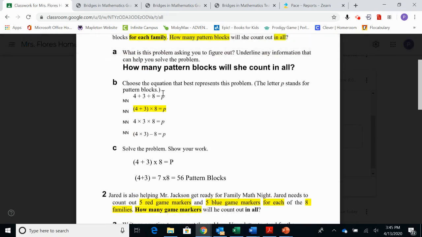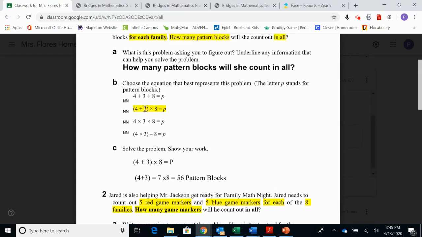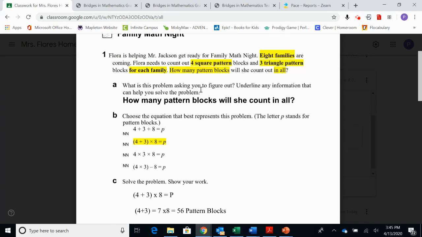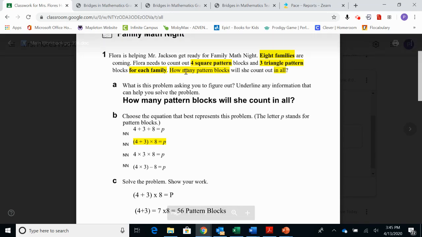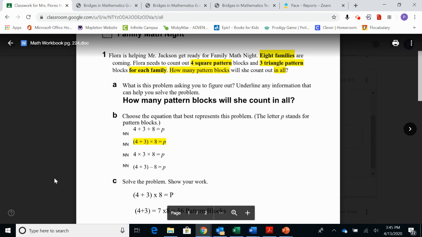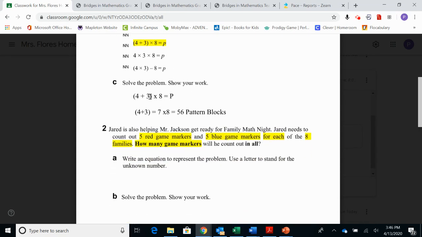And then here it says, choose the equation that best represents this problem. And for me, I just highlighted the right equation, which would be multiply 4 times 3, then you multiply times 8 because there's 8 families, okay, up here, equals P. The P, remember, is just a letter that represents a number, and the P stands for pattern. And then solve the problem. It says show your work, so I showed my work.